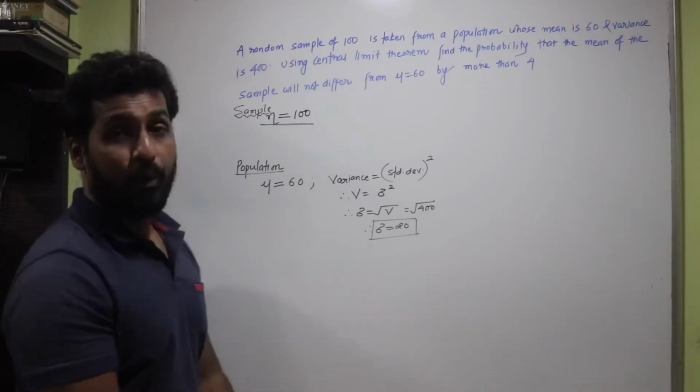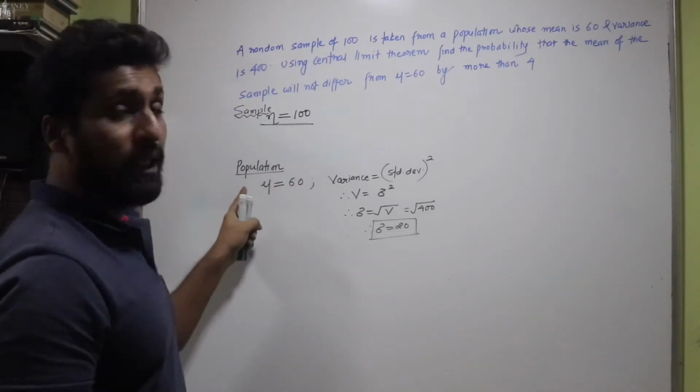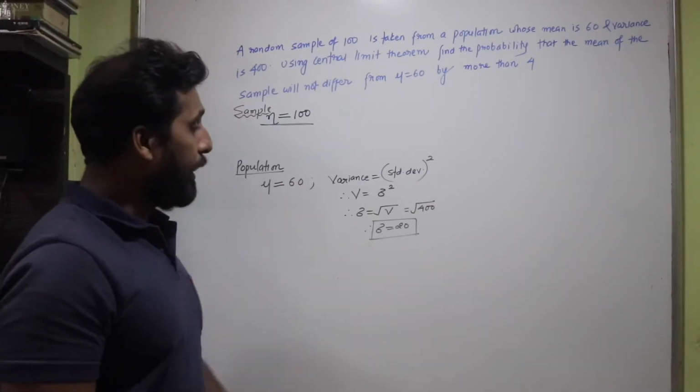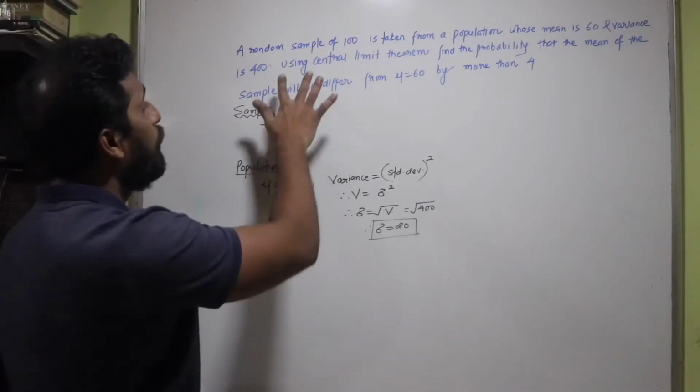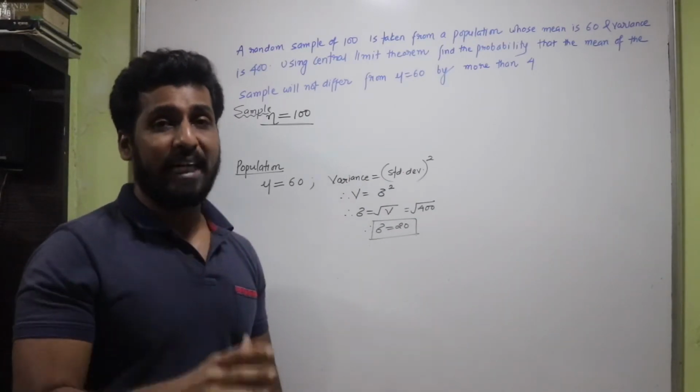So that is about the population. The sample has the size of 100 and the population has the mean of 60 and standard deviation of 20, isn't it? Now let's move further. What's the next thing he's telling? Using the central limit theorem. So again the question is based on the central limit theorem.